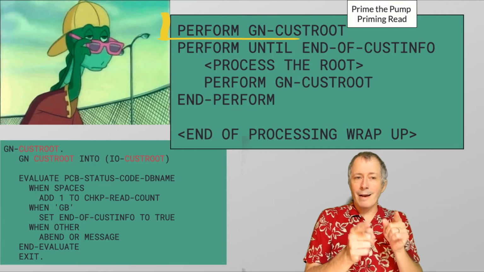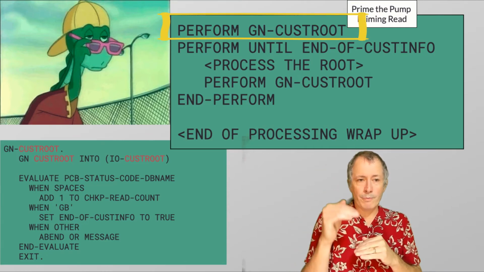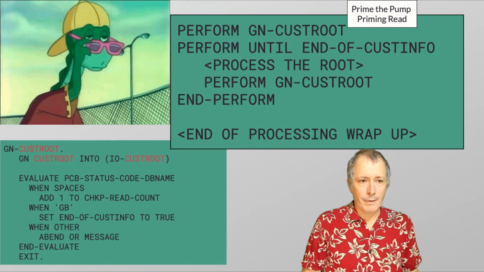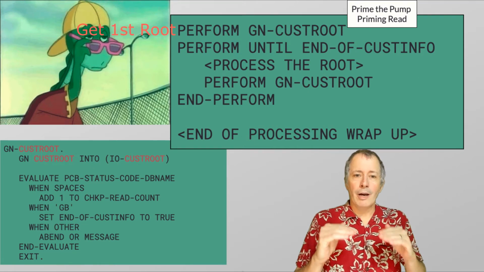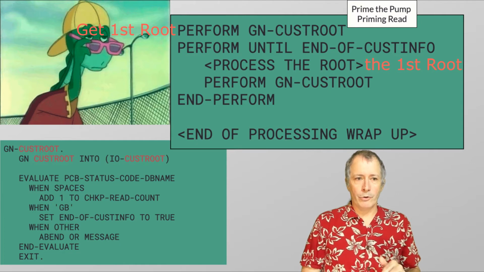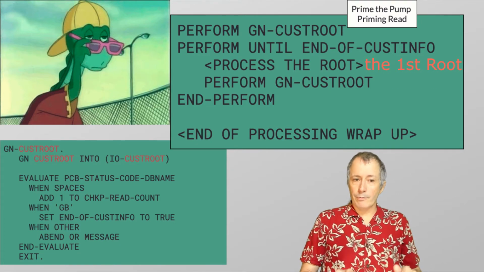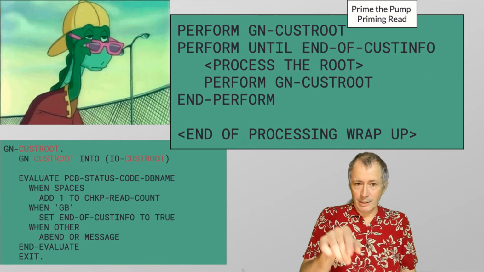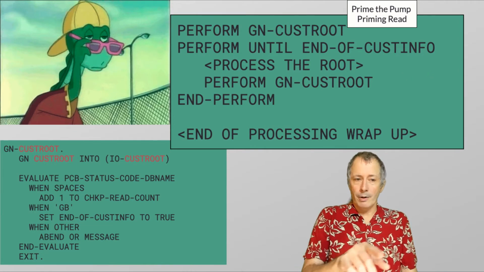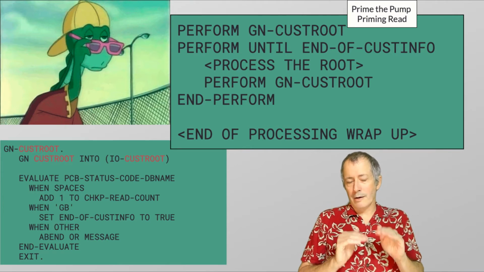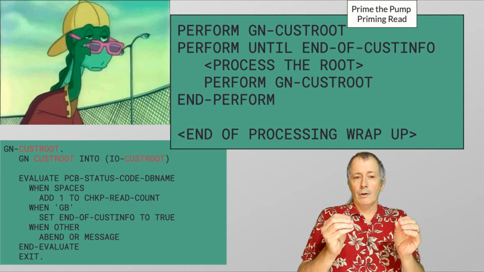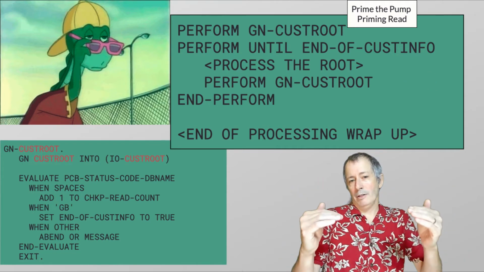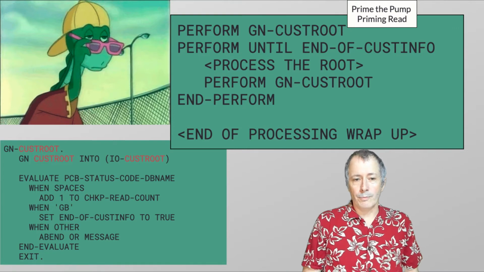That first GN customer root coded before the perform loop is priming the pump. That's the prime and read. Get the first root, enter the loop, process the first root, see if there's another root at the bottom of the loop. If so, process it, repeat the loop, and keep repeating until that GN at the bottom of the loop gets a GB, which means no more roots are found. That means the database is empty and you exit the loop.